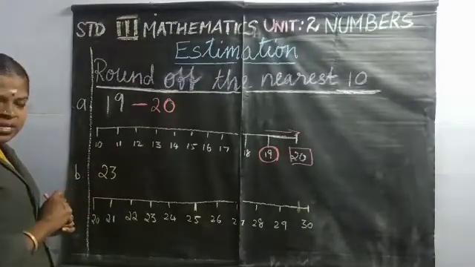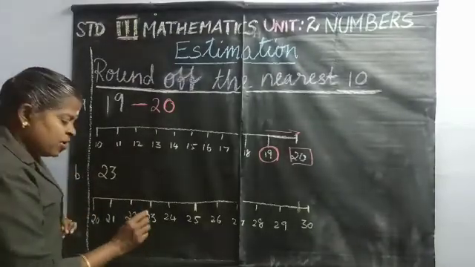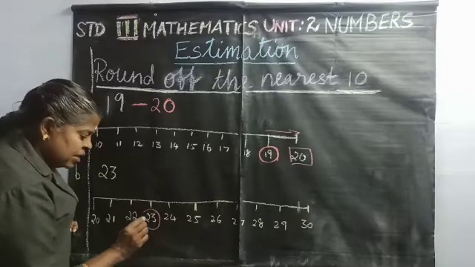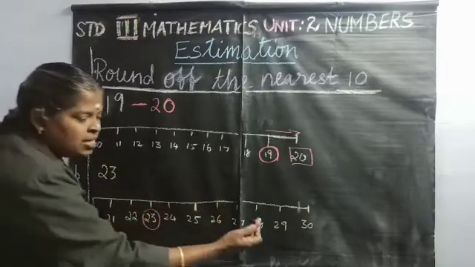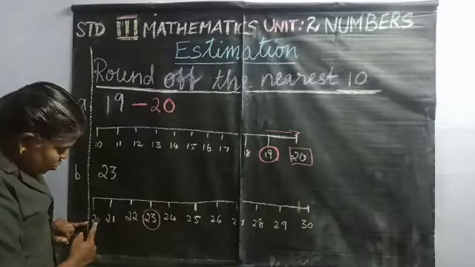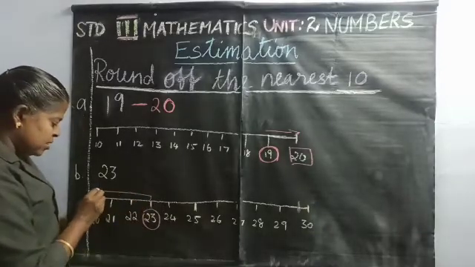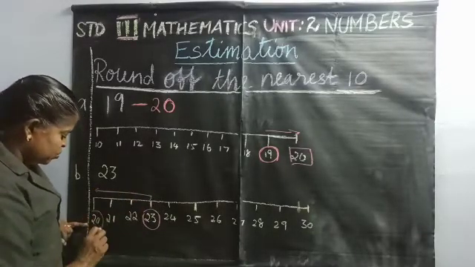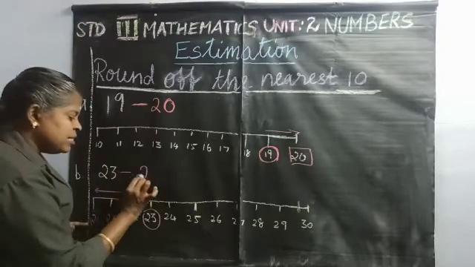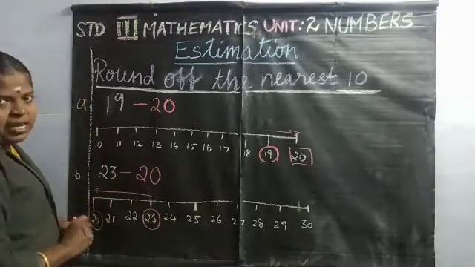Next question, 23. Where is the 23? First circle the 23. Is it nearest to 20 or 30? It is nearest to 20. So 23 is nearest to 20.